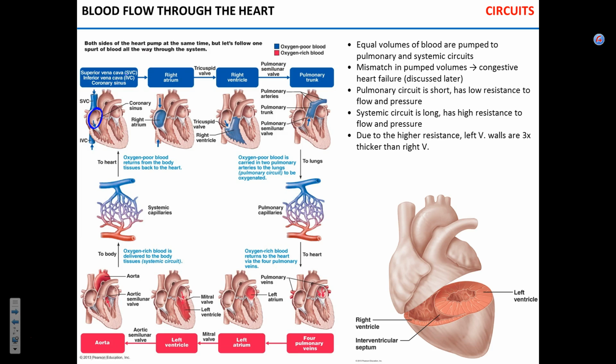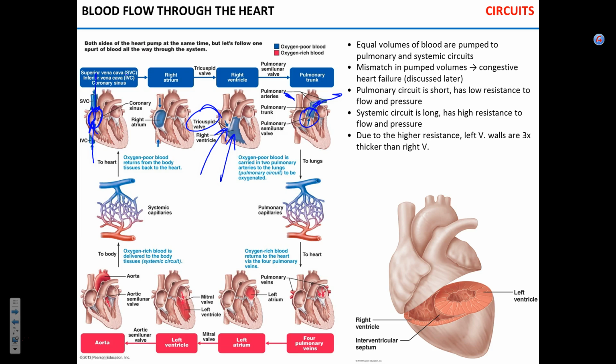Right atrium receives the blood from superior and inferior vena cava. Right atrium pumps that blood into the right ventricle through the tricuspid valve. Right ventricle pumps the blood into the pulmonary trunk, which branches into the pulmonary arteries, and blood goes through the pulmonary semilunar valve.